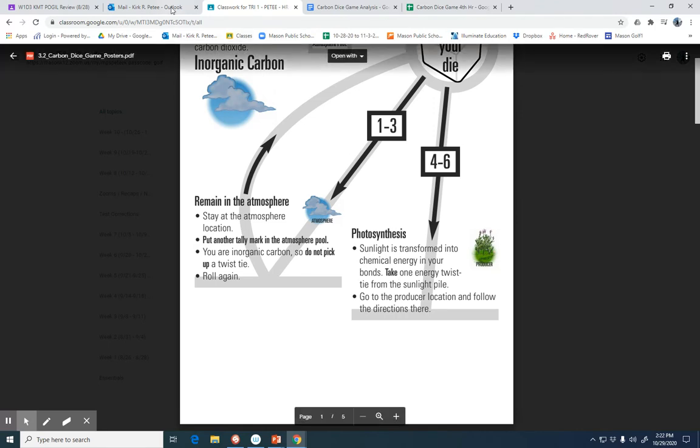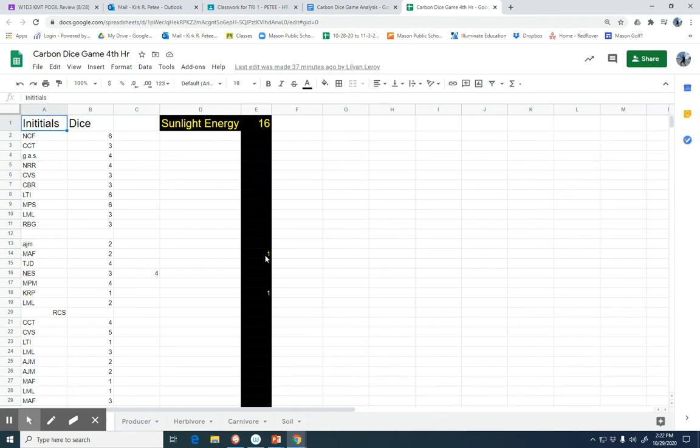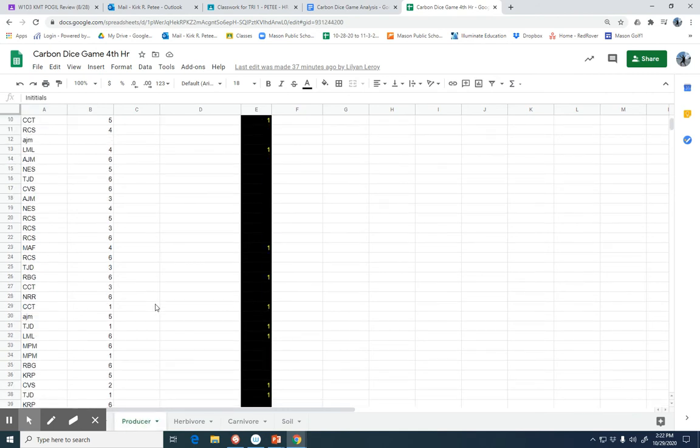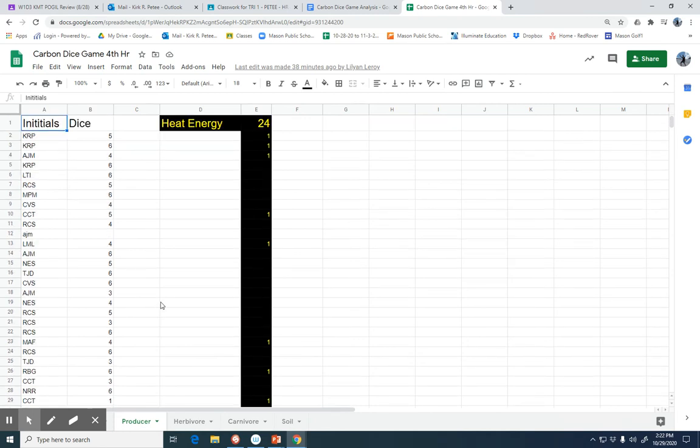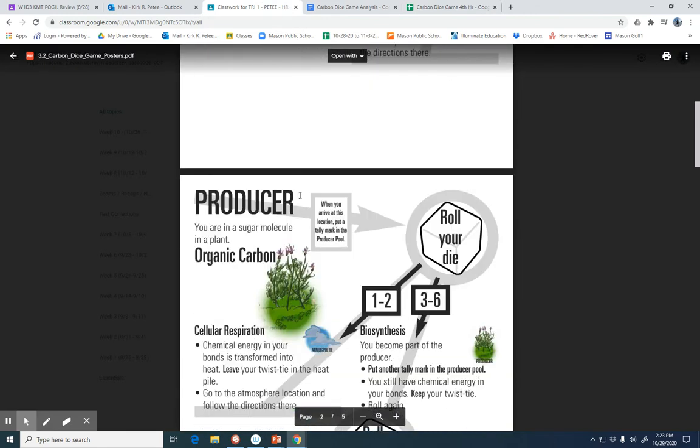And if we did that, we simply would take an energy from the sunlight, and we would delete one of these numbers, and we would go to our producers. And as you can see here, we had a lot of people ended up in the producer area as well. If you were in the producer, we would look at that poster. Here's the next one. So we'll go down to our producer.